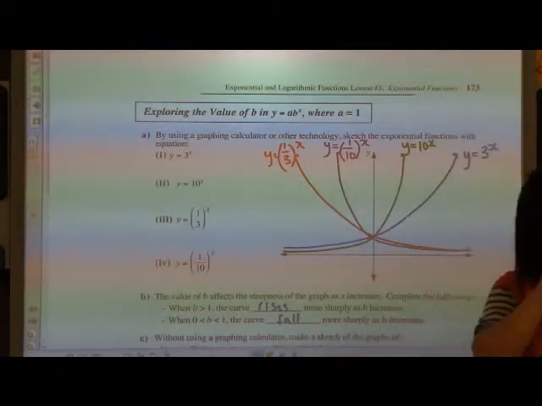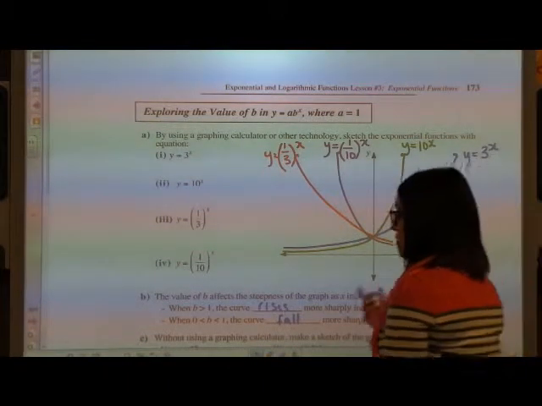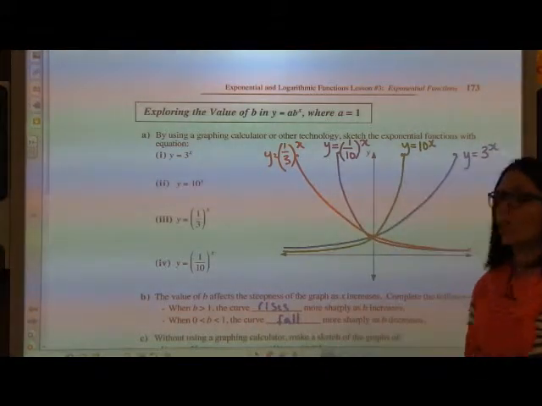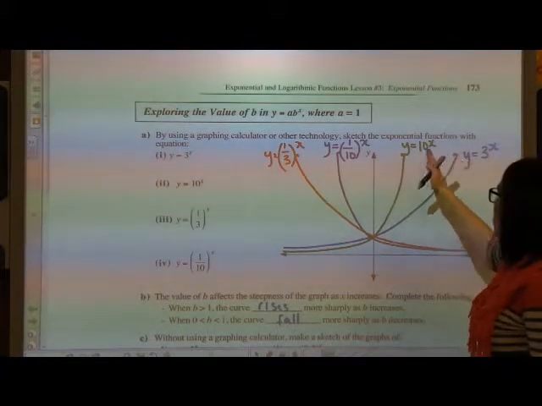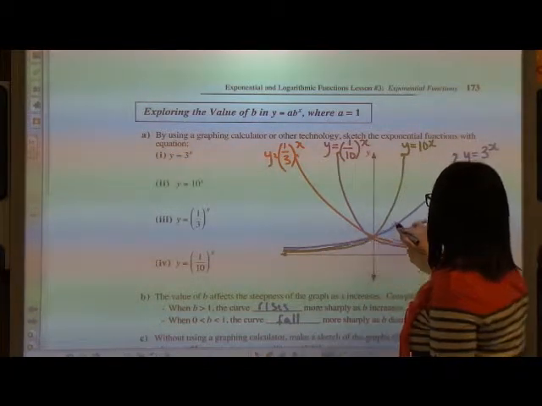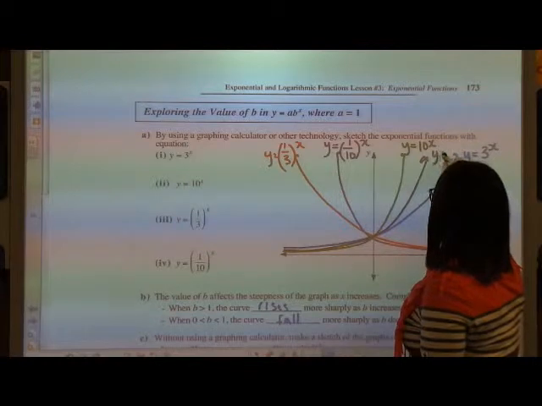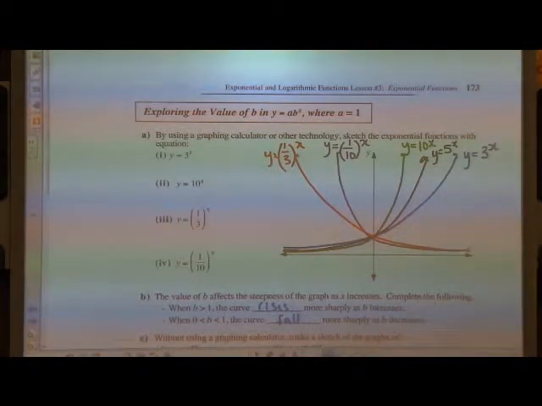Question C says, without using a graphing calculator, predict where you think y equals 5 to the power of x would be, and where y equals 1/5 to the power of x would be. So 5 to the power of x is going to be somewhere between 3 to the power of x and 10 to the power of x. That's really all we need to draw it, showing that it's somewhere in between. It doesn't have to be in the exact center, just between those two.